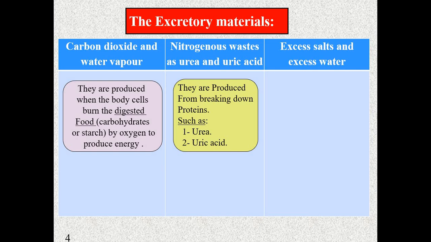Urea and uric acid. So when the body starts to digest proteins, it will take the nutrients important to the body, and will produce waste. This waste is urea and uric acid. So urea and uric acid wastes come from breaking down proteins.